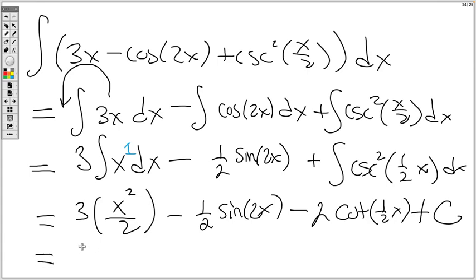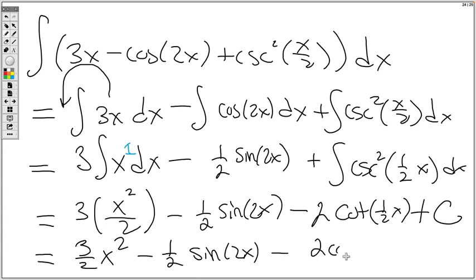So I guess our final answer, we could write this as 3 halves x squared minus 1/2 sine of 2x minus 2 cotangent x over 2 plus c. And once again, the best way to check your answer is to take your answer and take the what? Derivative, and show that you can work it back into what the integrand is. You follow?